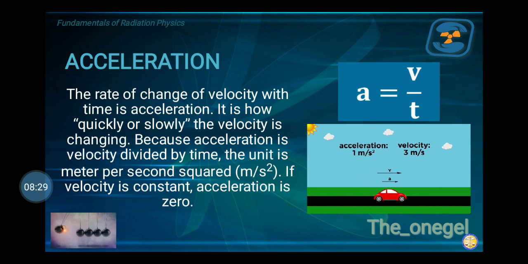Okay, so velocity is in terms of meter per second, and we have another unit of time, which is in seconds. Therefore, our SI unit for acceleration will be meter per second squared.